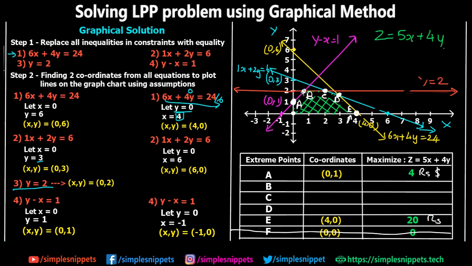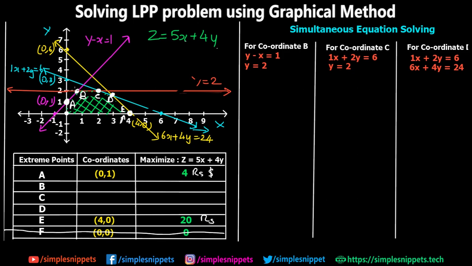So how do we find these values of B, C and D? This is where the algebra concept of solving simultaneous equations comes into the picture. The way we find these values is by simultaneously solving the equations. So let's move on to what simultaneous equations are. We want to find the coordinate points of B, C and D, right?